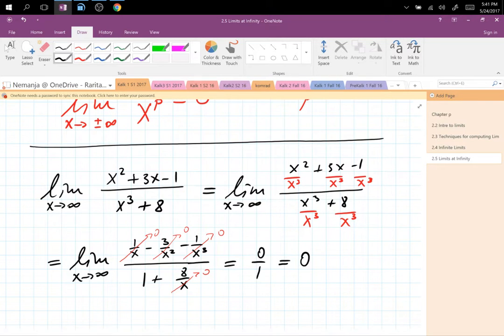Hey, Professor? Yes. It's supposed to be plus 3 over x squared. Is that minus? I know. Plus, yes. Yes, it is plus. Good. Well, it didn't matter in this problem. In some other problem, it might matter.